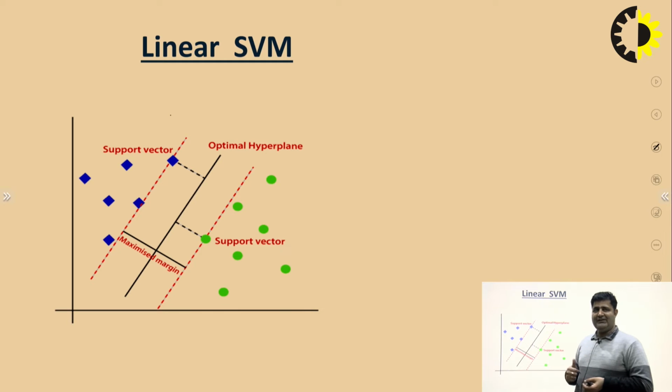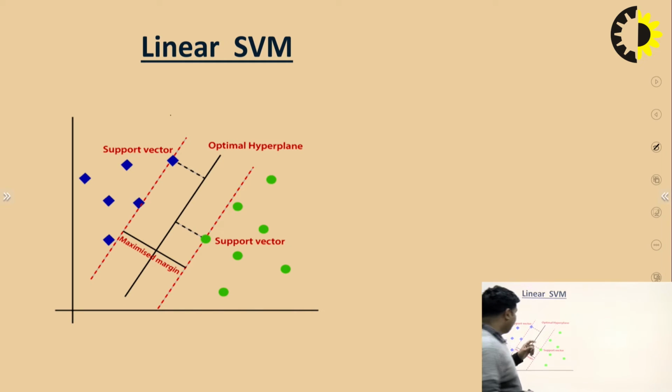So what happens in the linear separable SVM? We first take the data points nearest to the line, this one, this one, and this one. These points are called the support vector points. With the help of these points, we decide the margin between them. This is the main decision line. With the help of the support vectors, we try to find the margin, and the main objective is to maximize the margin between them.